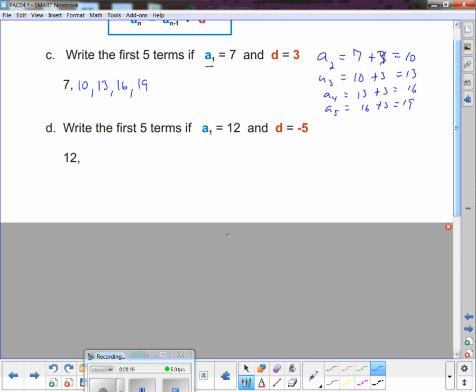Okay, so write the first 5 terms. If A sub 1 equals 12, be careful there. Go ahead and complete that. First term is 12. Write the second, third, fourth, and fifth of D.